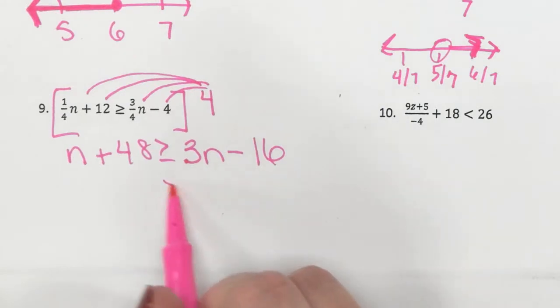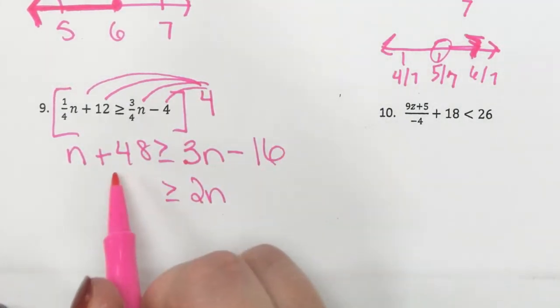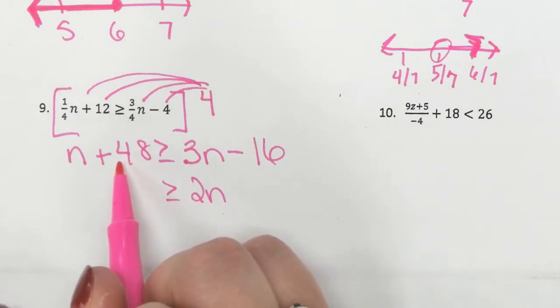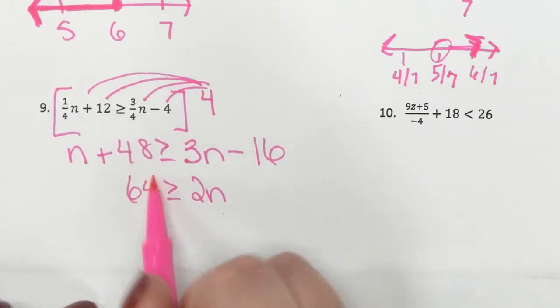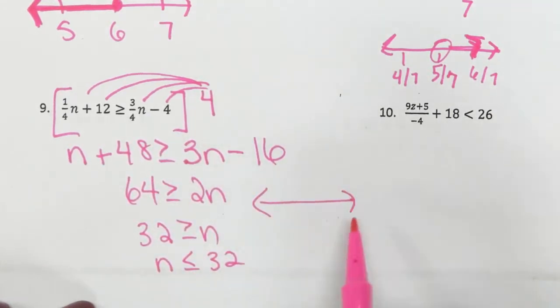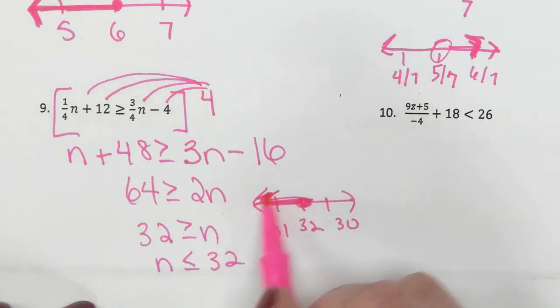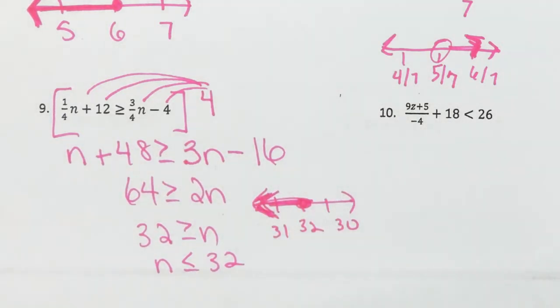So you should get 2n, and then add 16. It'd be 64. Divide, and flip it around. 32, right? 1, 2, 3. 32, 31, 30. Closed dot. Go that way. Right? Y'all okay?